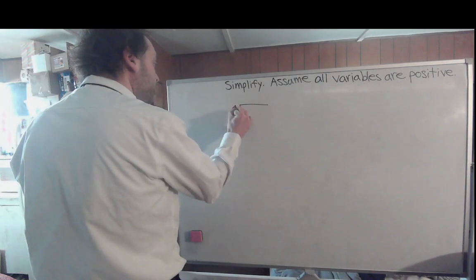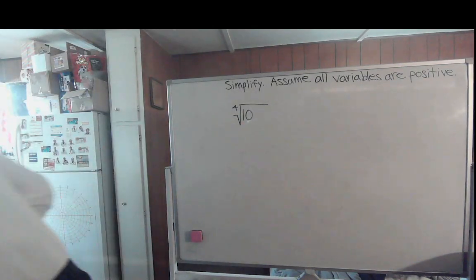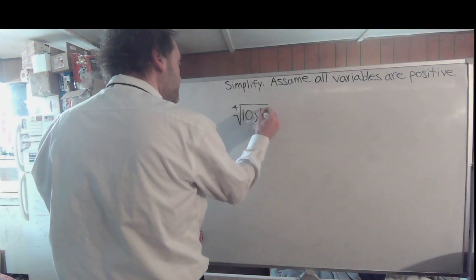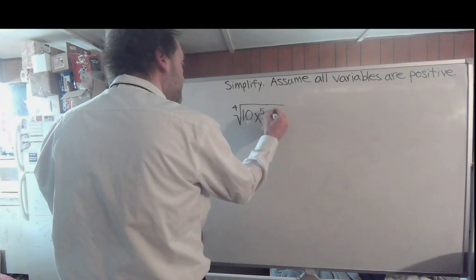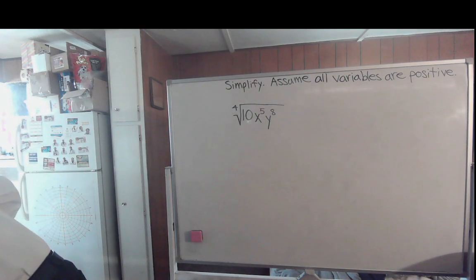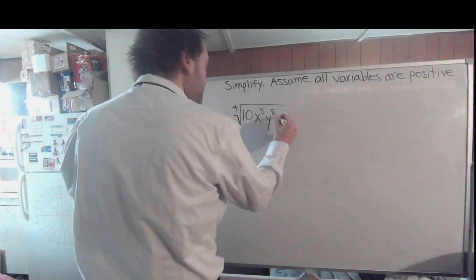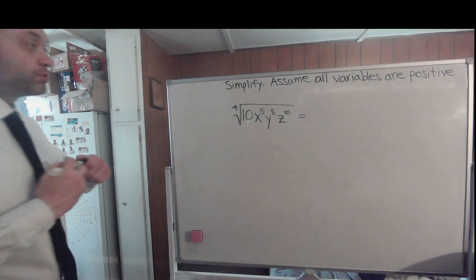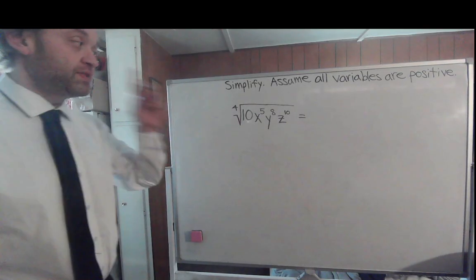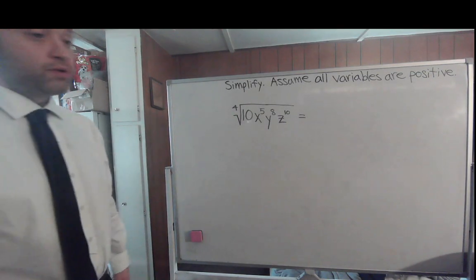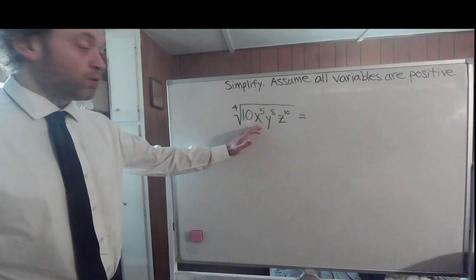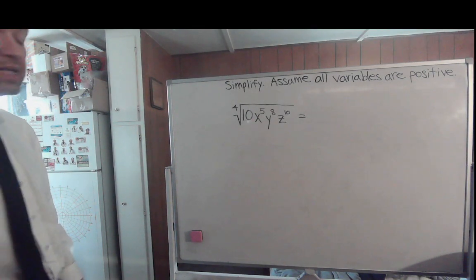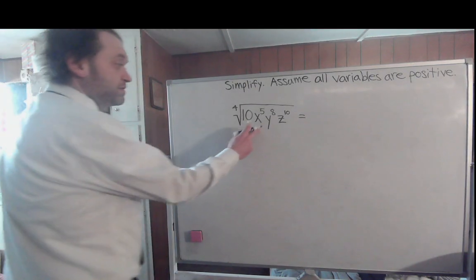Alright, let's see. The fourth root of 10x to the fifth, y to the eighth, z to the 10th. Well, 10 or any of its factors are not a perfect fourth, so unfortunately we're going to be out of luck on that. But let's look at x to the fifth.